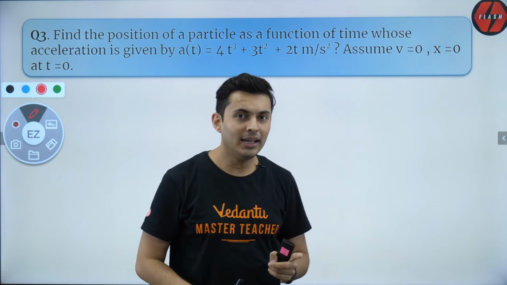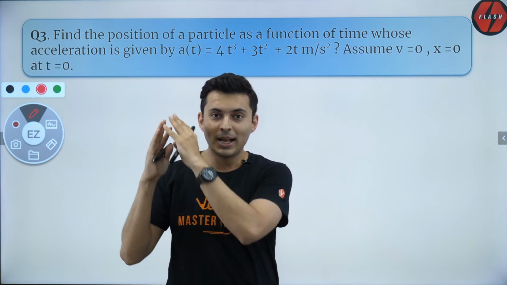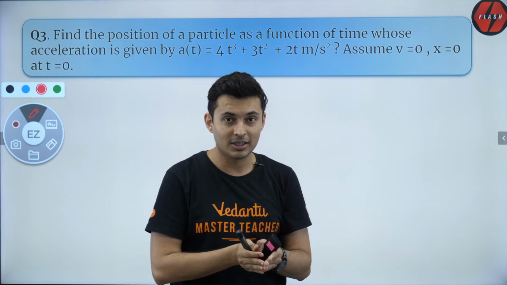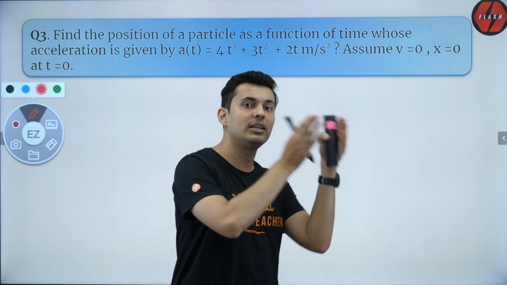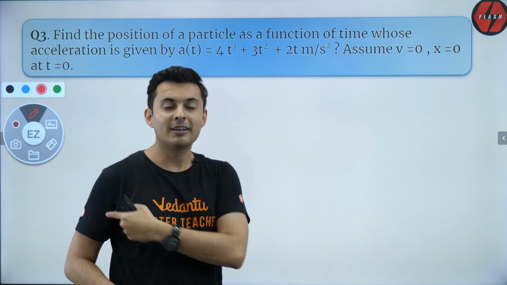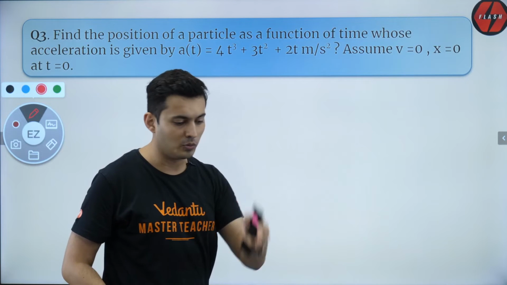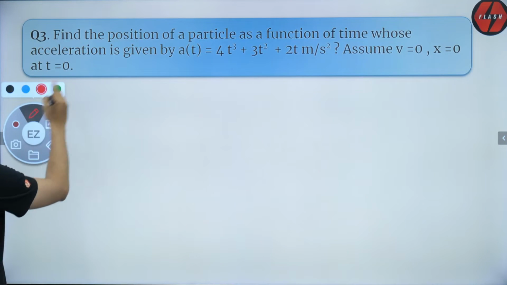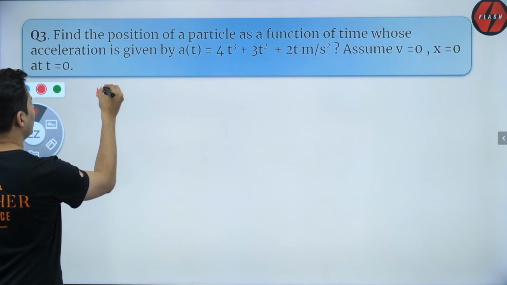And how do you do that? Integration. Why? Because whenever you have to go from acceleration to velocity, remember you have to use integration, and whenever you have to again go from velocity to position, again you have to use integration, right? Only the reverse way requires derivatives, that is from position to velocity to acceleration. So let's use this and see what do we get. So acceleration is given, so let's do this.